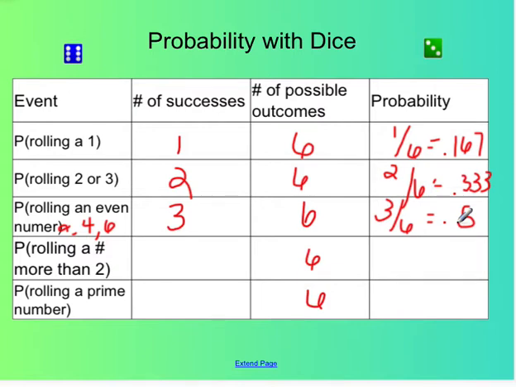For the next one, rolling a number more than 2. Well, we need to figure out how many numbers are more than 2. 3 is more than 2. 4 is more than 2, 5 is more than 2, and 6 is more than 2. So 1, 2, 3, 4. So there's 4 numbers that are greater than that 2. So that means that 4 out of the 6 are going to be our success. So when you divide 4 divided by 6, you get 0.667.